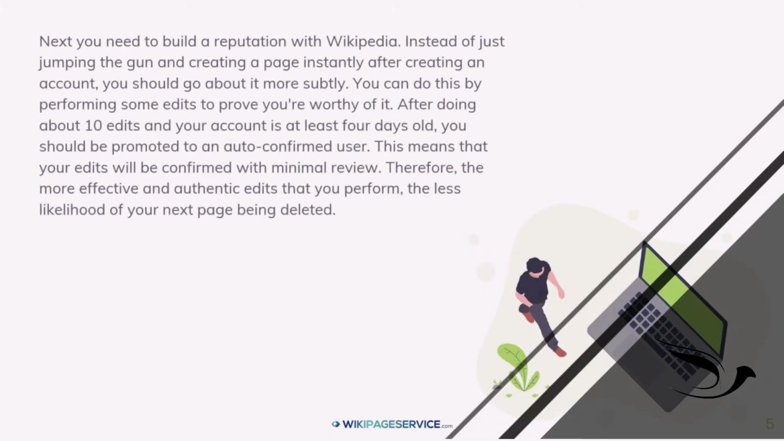Next, you need to build a reputation with Wikipedia. Instead of just jumping the gun and creating a page instantly after creating an account, you should go about it more subtly. You can do this by performing some edits to prove you're worthy of it. After doing about 10 edits and your account is at least 4 days old, you should be promoted to an auto-confirmed user. This means that your edits will be confirmed with minimal review. Therefore, the more effective and authentic edits that you perform, the less likelihood of your next page being deleted.